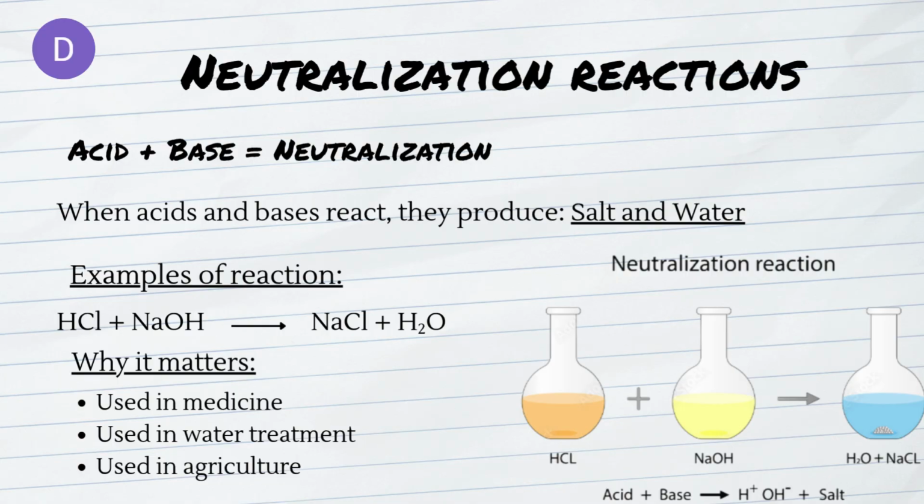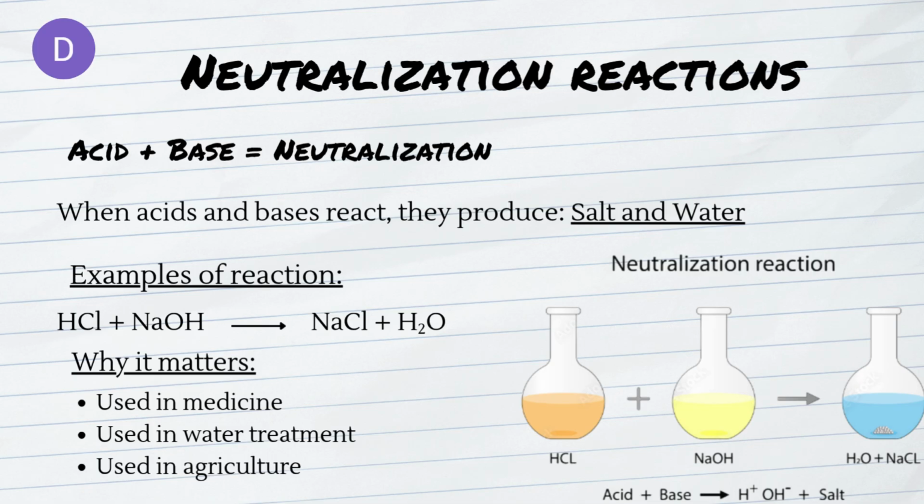So, let's look at the example on the slide. We have hydrochloric acid, HCl, reacting with sodium hydroxide, NaOH. When these two substances react, they produce sodium chloride, NaCl, which is a salt, and water. So the equation is HCl plus NaOH forms NaCl plus H2O, which is salt and water.